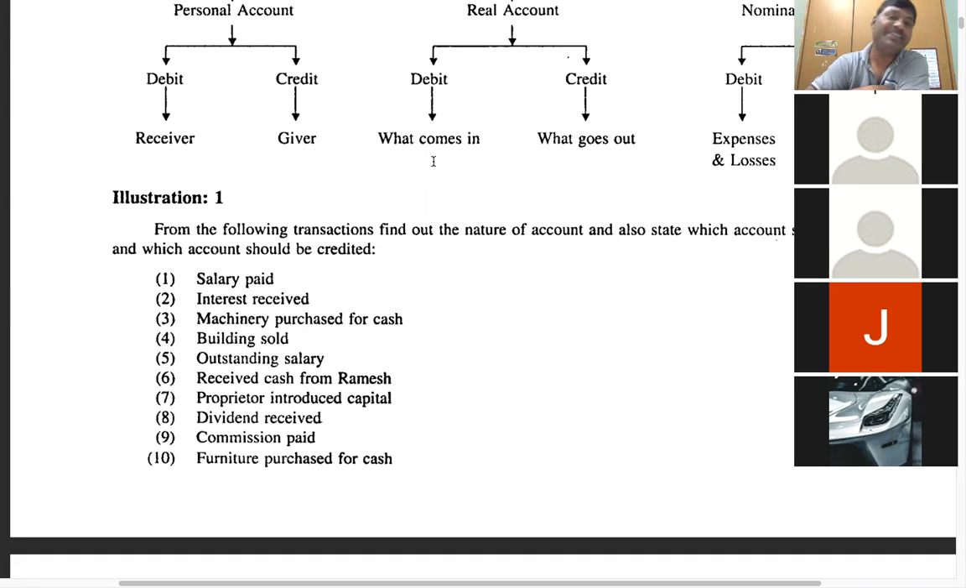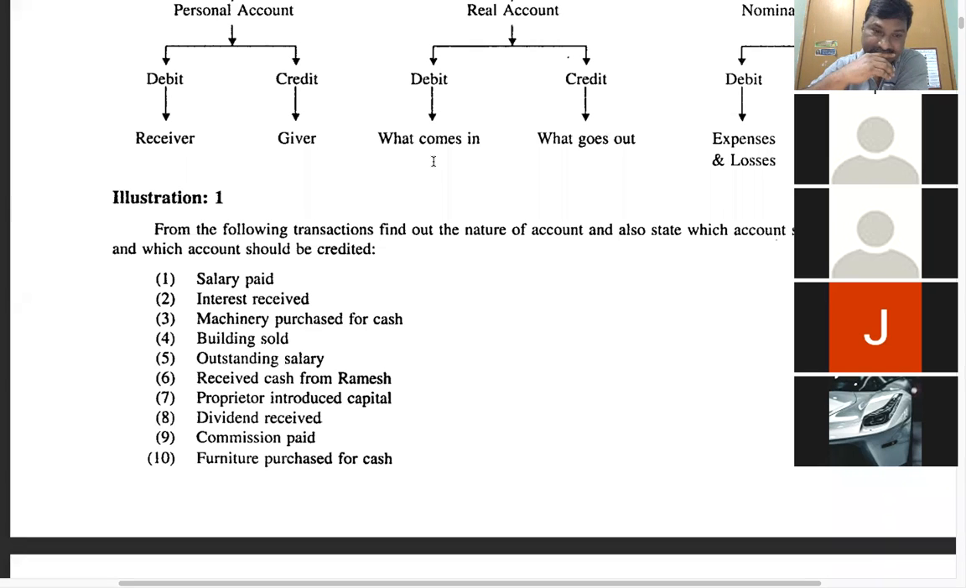So therefore credit. You will ask me, sir, how does the building go out? Where does the building go? It will be there only. No, it goes out of your company records. The ownership goes out from your hand to the person who is buying that building. It will not appear in your books anymore. That is called going out.